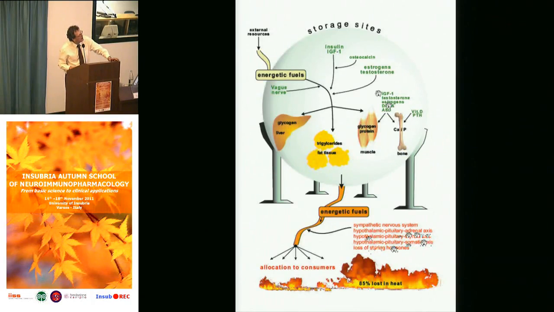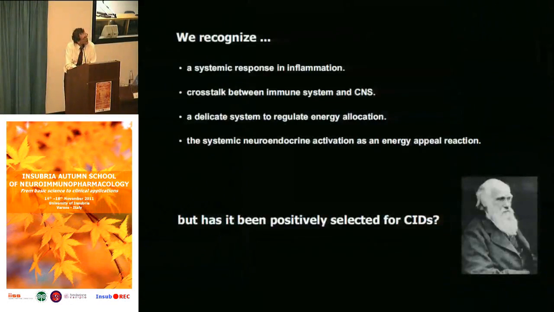You lose, for example, IGF-1, you lose testosterone, estrogens, you lose DHEA, androstenedione, you lose the vagus activity, you have a stronger sympathetic activity. So now I summarize. We recognize a systemic response in inflammation. It's clear. We recognize the crosstalk between an activated immune system and the central nervous system. And we recognize also a delicate system to regulate the energy allocation. You can see this with the circadian rhythm. You see it very nicely, how this can go. And the systemic neuroendocrine activation is an energy appeal reaction.